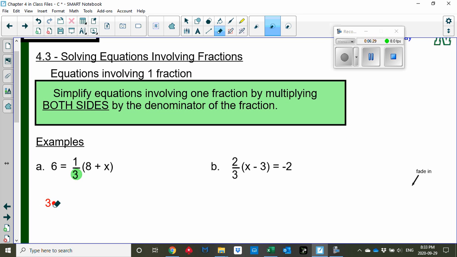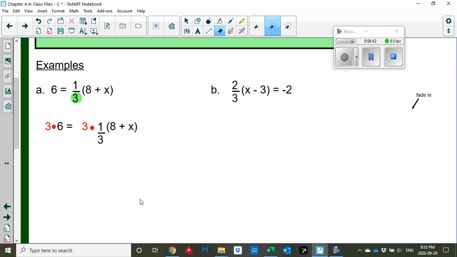3 is going to be multiplied, that's what that dot means, by 6. Equals, and I'm going to put a 3 multiplied, and I'm going to put everything the same right here. The only difference from here and here is 3 times and 3 times. Now here's where the magic of this happens. Here's where this becomes so easy. On this side, when you take and multiply something by 3 and you divide it by 3, they cancel each other out. We don't have that fraction anymore.